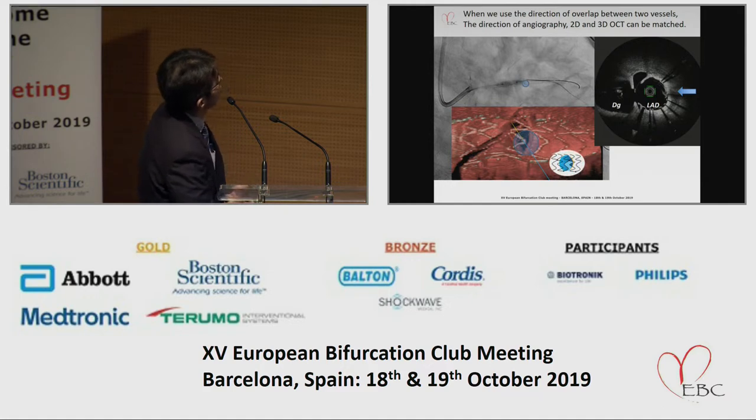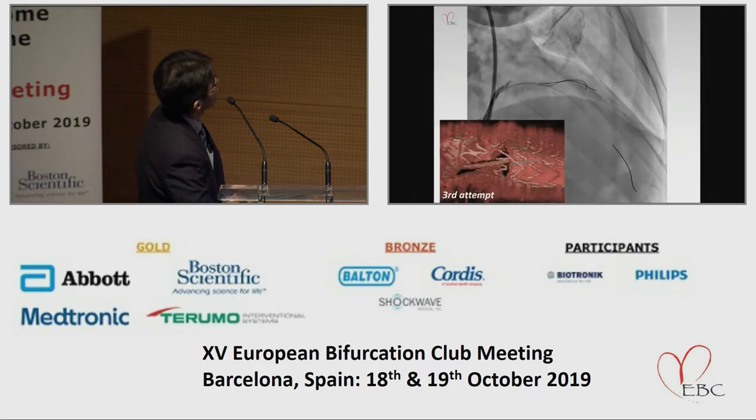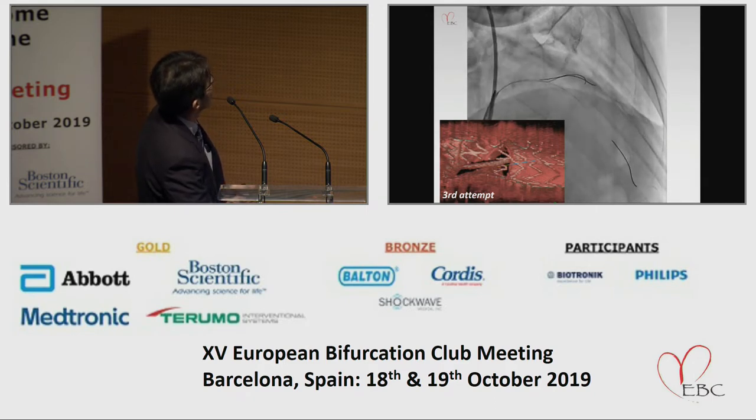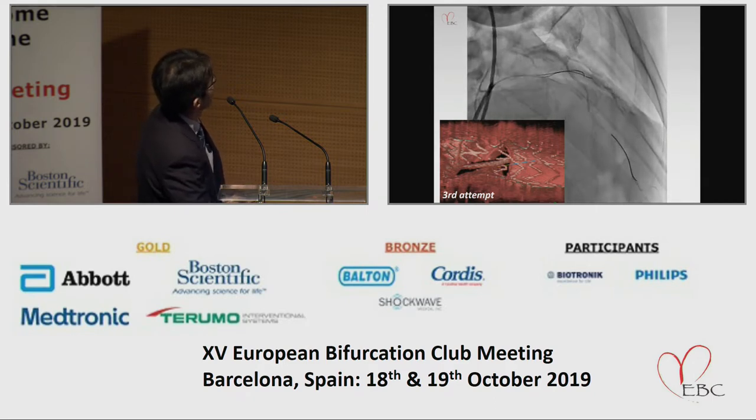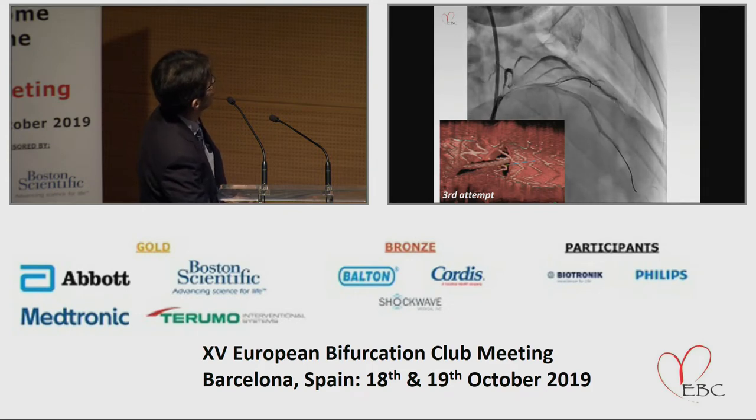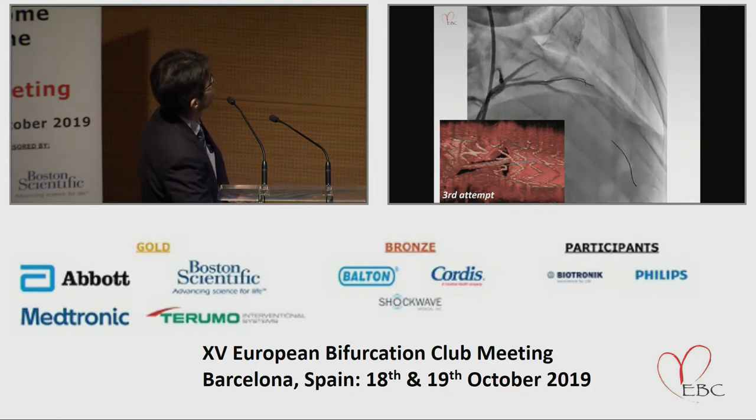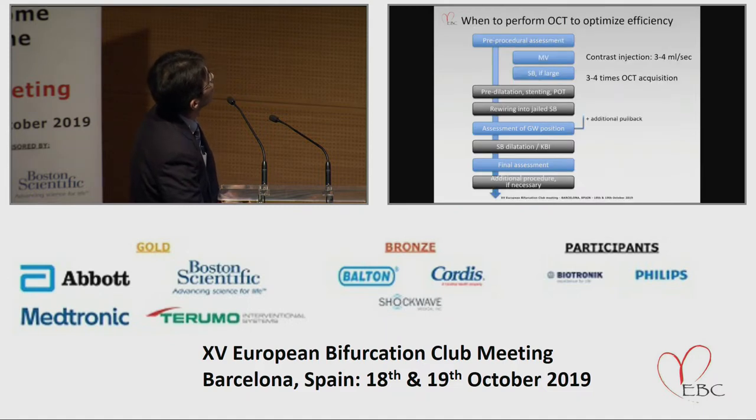So in this view, we can understand the optimal cell is located at the lower side of the first recrossing of the guide wire. So using that view, I put the guide wire to the blue circle. In the third attempt, 3D OCT clearly revealed the successful distal recrossing. So usually we obtain three or four OCT acquisitions during the procedure.